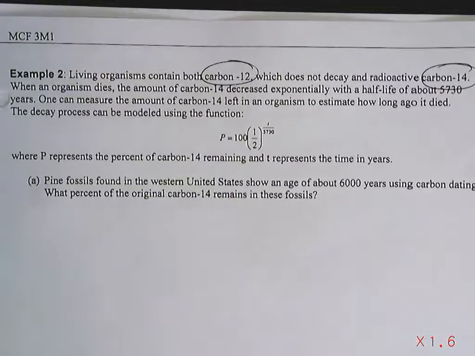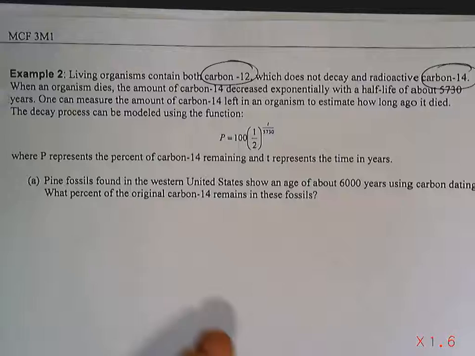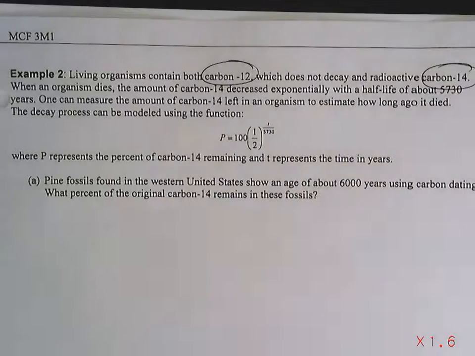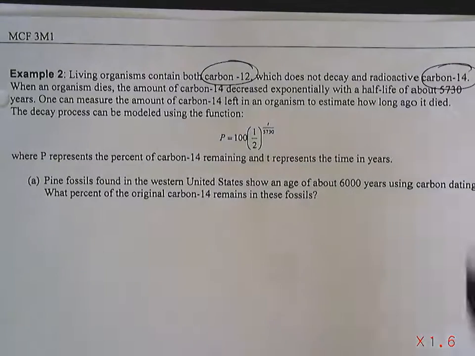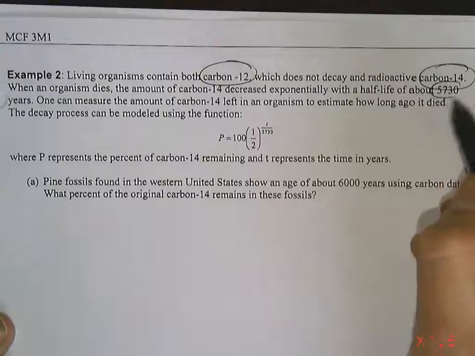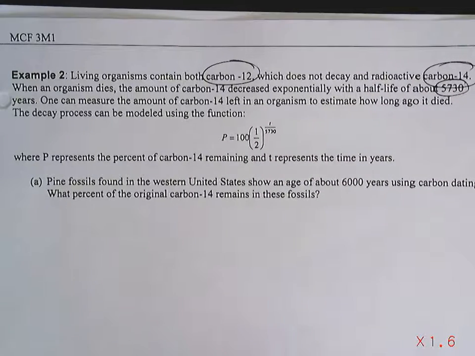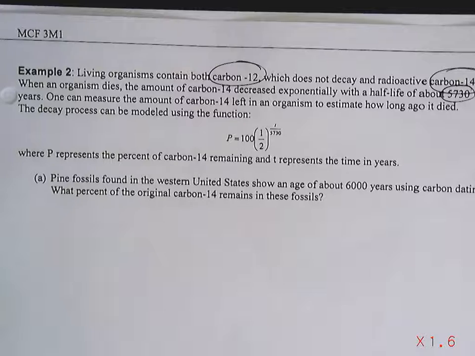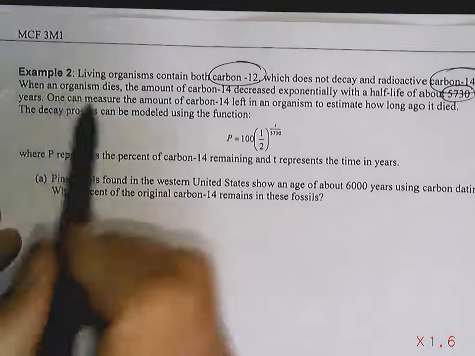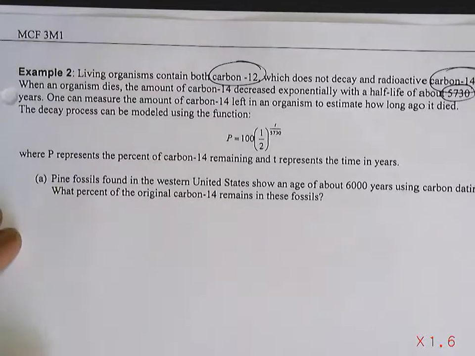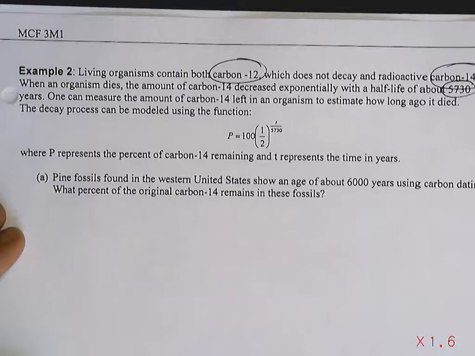So once you're dead, we can measure how much carbon-14 you have in you, and depending where it is, we can tell how long you've been dead. So this half-life is about 5,730 years. So it takes 5,730 years for half of the carbon-14 in your body to be gone. One can measure the amount of carbon-14 left in an organism to estimate how long ago it died.